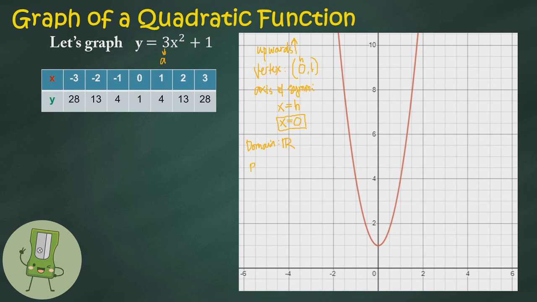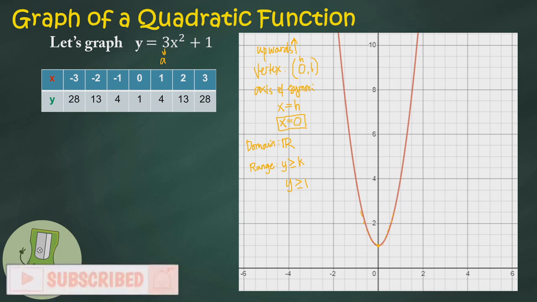And for our range, since our vertex is the minimum point, meaning siya yung pinakamababa, therefore, our y is greater than or equal to k, or y is greater than or equal to 1. Siya na yung pinakamababang value ng y, and all other y is going up. And so that's how we represent quadratic functions given the equation, the table of values, and the graphs.